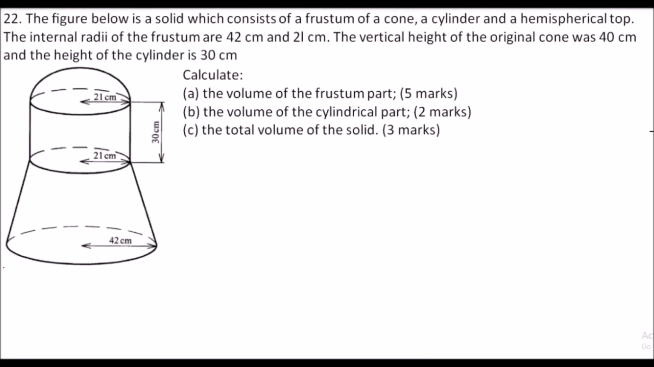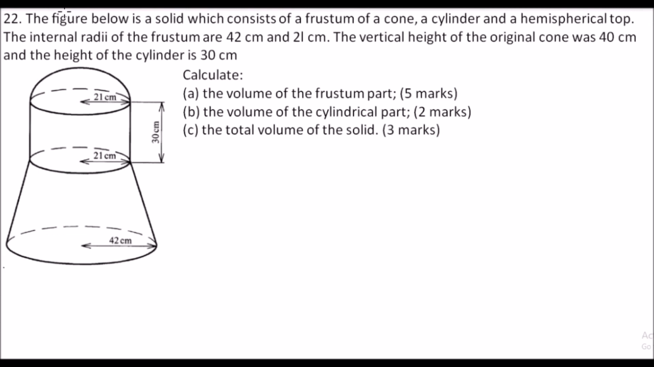Question number 22. We are told the figure below is a solid which consists of a frustum of a cone, a cylinder, and a hemispherical top. The internal radii of the frustum are 42 and 21. The vertical height of the original cone was 40, and the height of the cylinder is 30. Calculate the volume of the frustum part, the volume of the cylinder part, and the total volume.